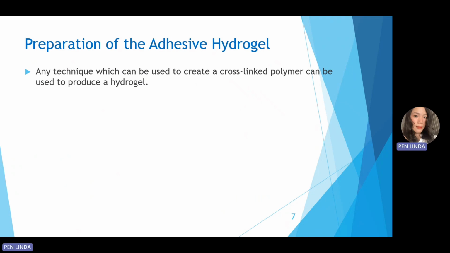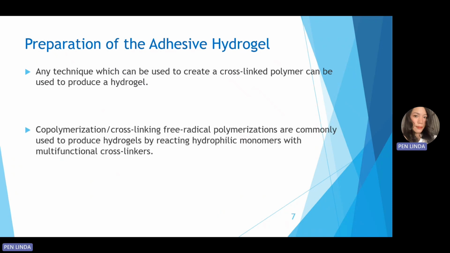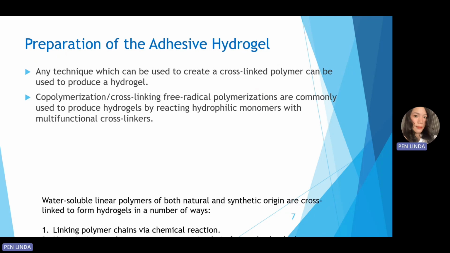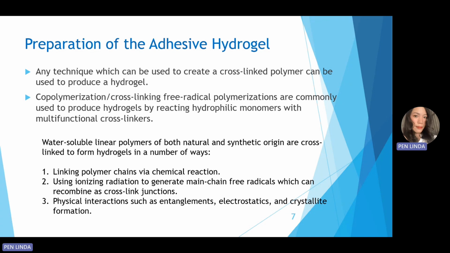Any technique which can be used to create a cross-linked polymer can be used to produce hydrogel. Co-polymerization, cross-linking, and free radical polymerization are commonly used to produce hydrogel by reacting hydrophilic monomer with multifunctional cross-linker. Water-soluble linear polymers of both natural and synthetic origin are cross-linked to form hydrogel in a number of ways.